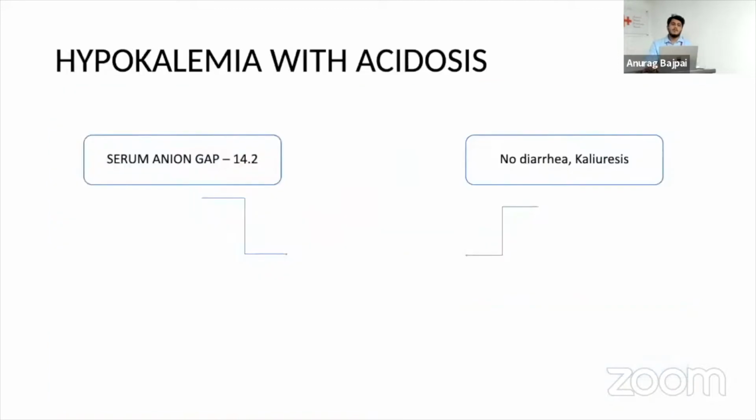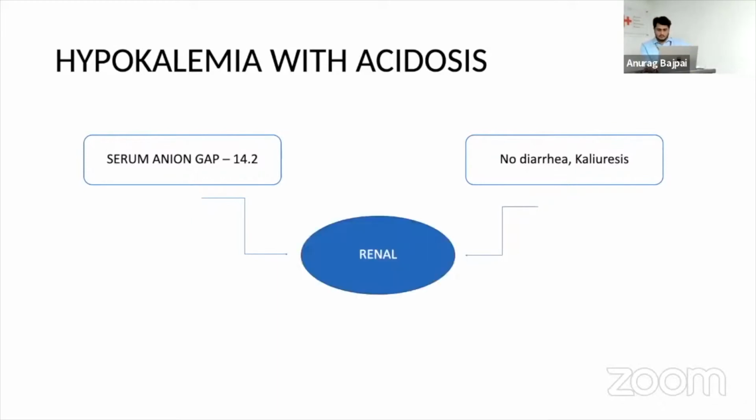The next step is to find out whether it is the GI cause or the renal cause. In this case, it was pretty much obvious because the urine potassium level was very high, suggestive of a renal cause, and the anion gap was normal. So considering the renal cause, the next important test is to differentiate whether it is proximal or distal.